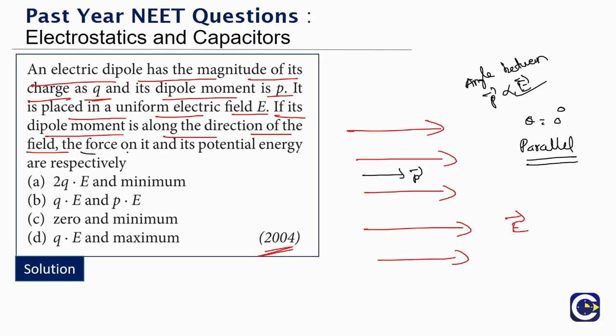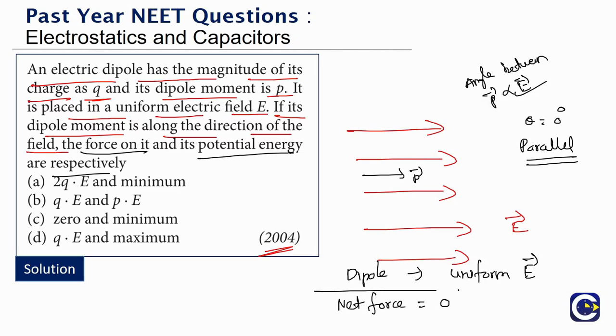The force on it and its potential energy, respectively. See, when you have a dipole in a uniform electric field, irrespective of how the dipole is placed, meaning in what orientation it is placed, always the net force acting on the dipole will be zero. This is independent of the orientation.